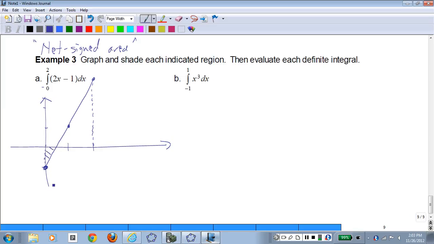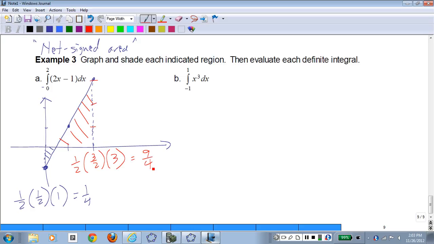So if a portion of the graph is below the x-axis, what I would have to do is calculate this area: 1/2, and it looks like base times height, and that's going to be 1/4. So 1/4 in there. And then also calculate this. That looks like 1/2, 3/2 times 1, 2, 3. 1/2 base times height. So that's 9/4. The total area bounded by the curve and the x-axis looks like it's 1/4 plus 9/4, which is 10/4.